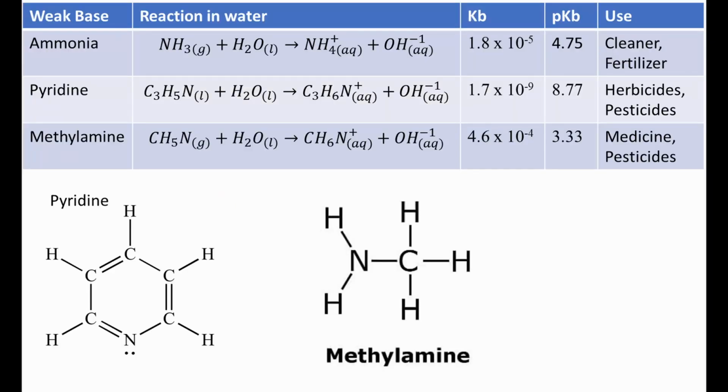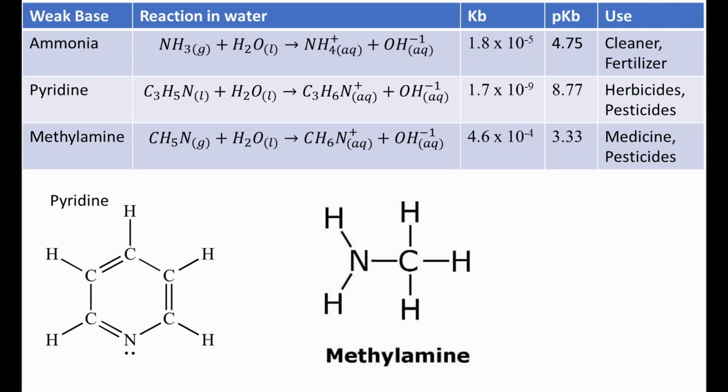The chemicals pyridine and methylamine also increase the OH- count in water solutions. Pyridine has a Kb of 1.7 times 10 to the -9 or pKb of 8.77. Methylamine has a Kb of 4.6 times 10 to the -4 or a pKb of 3.33. Pyridine is a liquid at 25 degrees Celsius. Methylamine is a gas at 25 degrees Celsius. Both are foul, fishy-smelling chemicals.